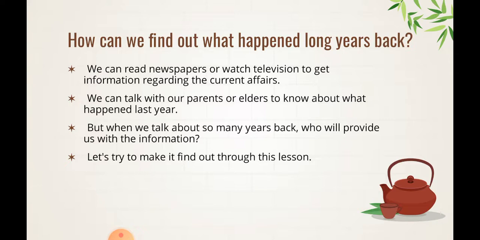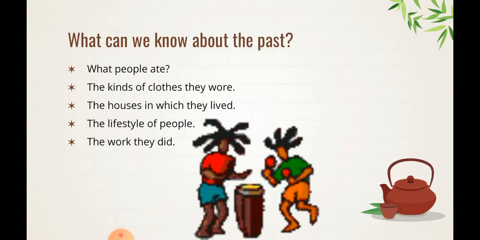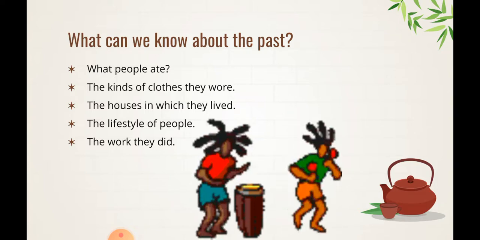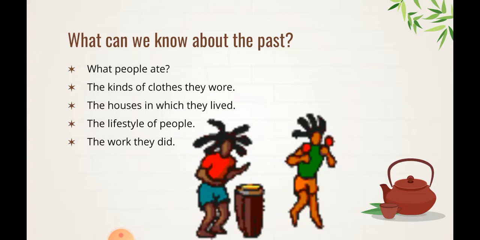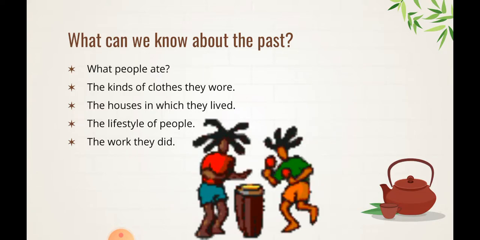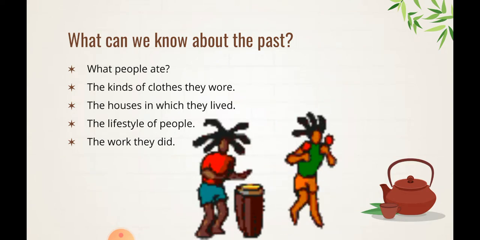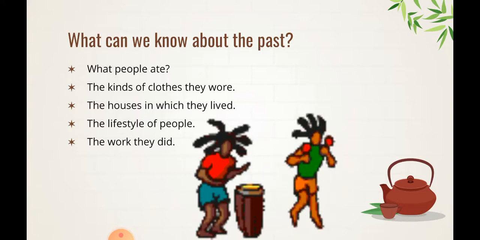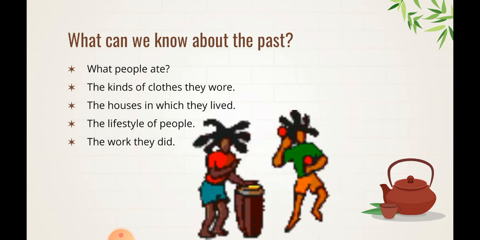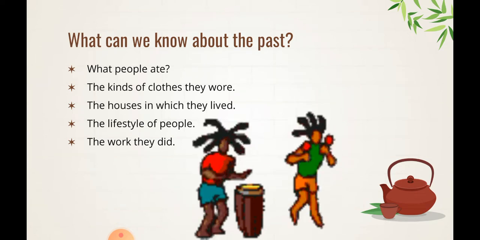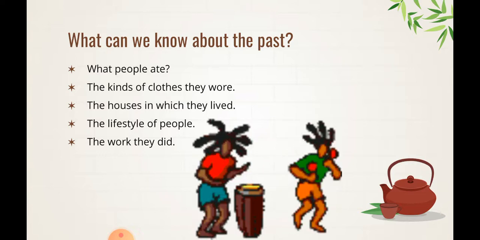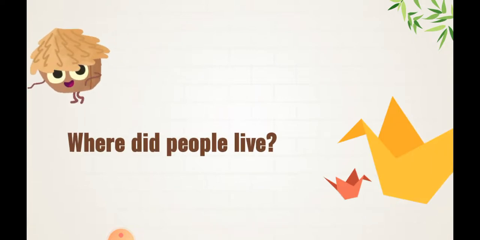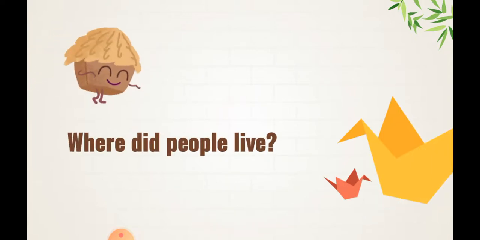Let's see how we can get the answer for this question. First, we will begin with what does our past teach us, or what can we know about the past? There are several things that we can find out from our past. Some of them are what people ate, the kinds of clothes they wore, the houses in which they lived, the lifestyle, or the work the people did.